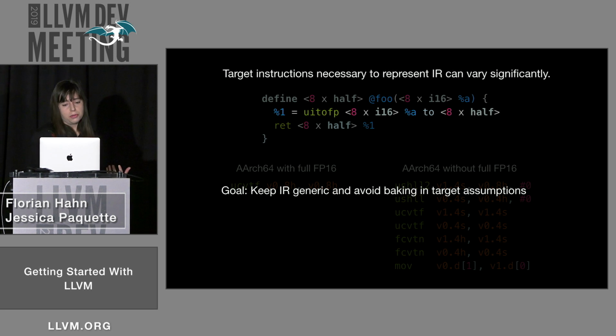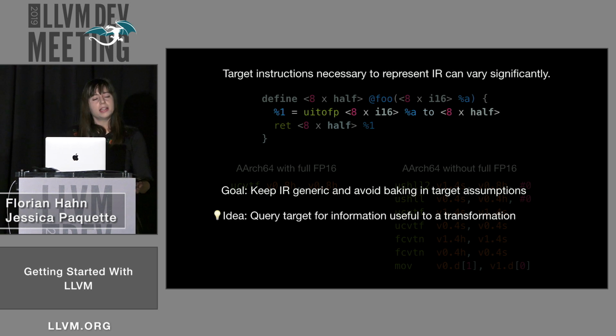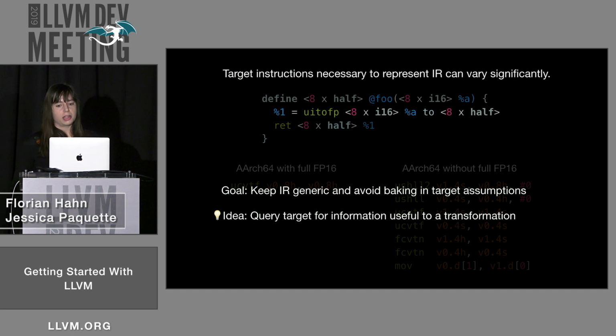We don't really want to include this information in the IR because our overall goal is to keep things generic. So baking in the assumptions about the target is going to work against this goal. A good idea is to allow your transformation to query something that will give you information about the target. That way, the transformation can know if an instruction is costly in one way or another. And from there, it can tune its behavior to avoid making poor decisions.